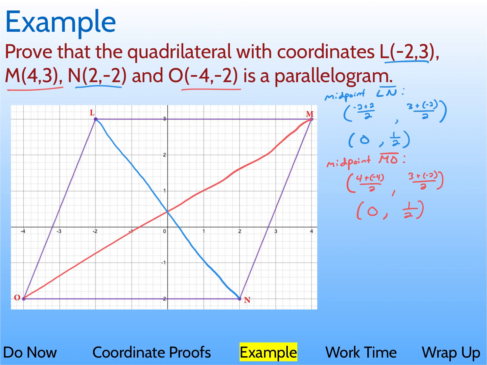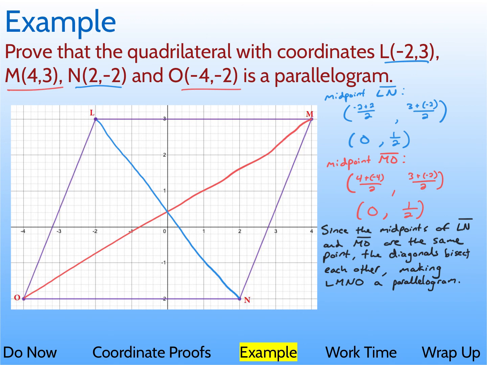So now we just write our concluding sentence. And this says, since the midpoints of LN and MO are the same point, the diagonals bisect each other, making LMNO a parallelogram. So that's 2 different ways to do it. You can choose whatever way is your favorite. You also could have used the distance formula, but it's a little slower.